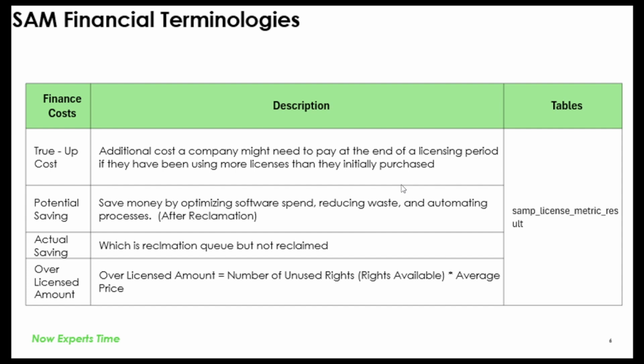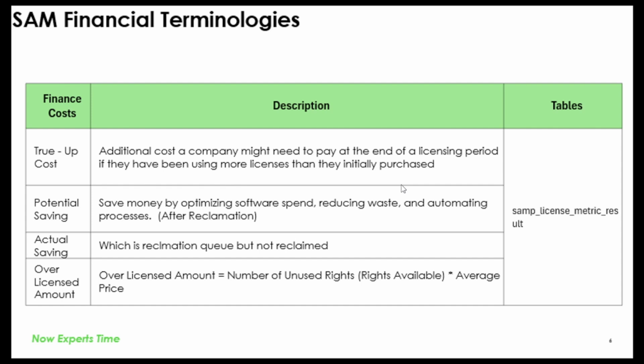So this item is also applicable for your financial terminologies as well. These four items are associated with this table: SAMP_license_metric_result. This table helps the dashboards project the true-up cost, potential saving, actual saving, and over licensed amount for each publisher and product.